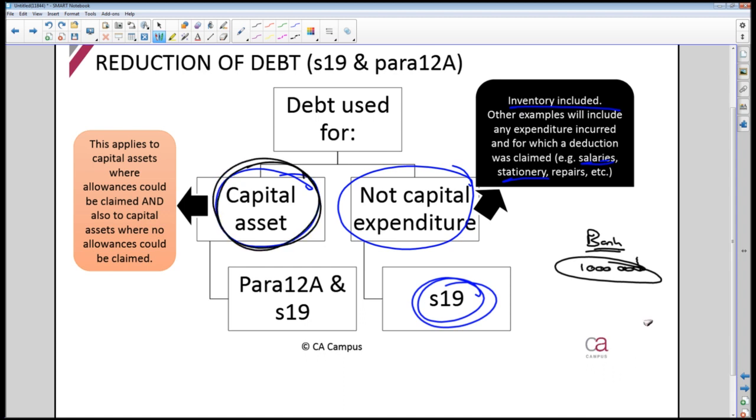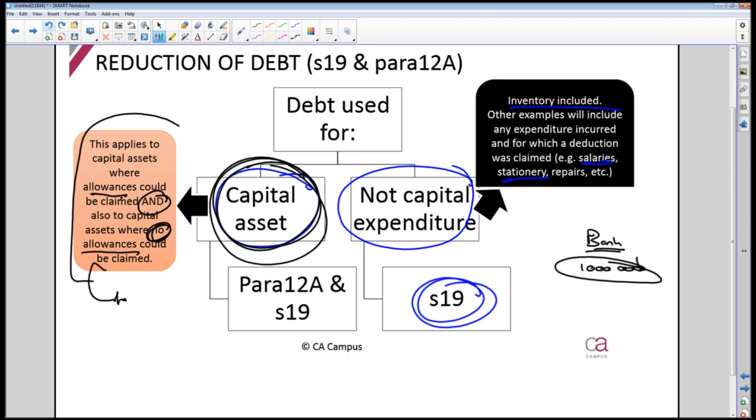If you purchase a capital asset, then you'll have to consider section 19 and paragraph 12A. Paragraph 12A you'll have to consider for the capital gain side of the asset. Section 19 again typically has to do with the recoupments. Please note also, this capital asset applies to capital assets on which we can claim allowances, and also capital assets where we can claim no allowances, like land, for example.